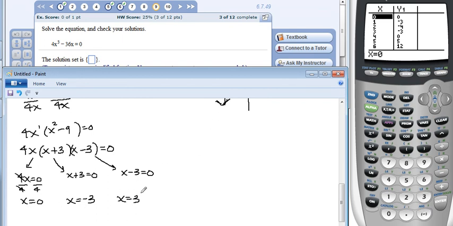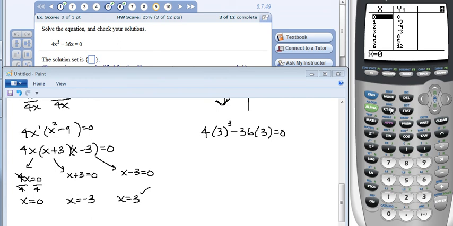Let's check one in the original. 4 times 3 cubed minus 36 times 3 is equal to 0. Is that true? Well, it certainly better be, otherwise we've done something incorrect. 4 times 3 raised to the third power minus 36 times 3. Yep, it works. And so would the negative 3, and so would the 0.